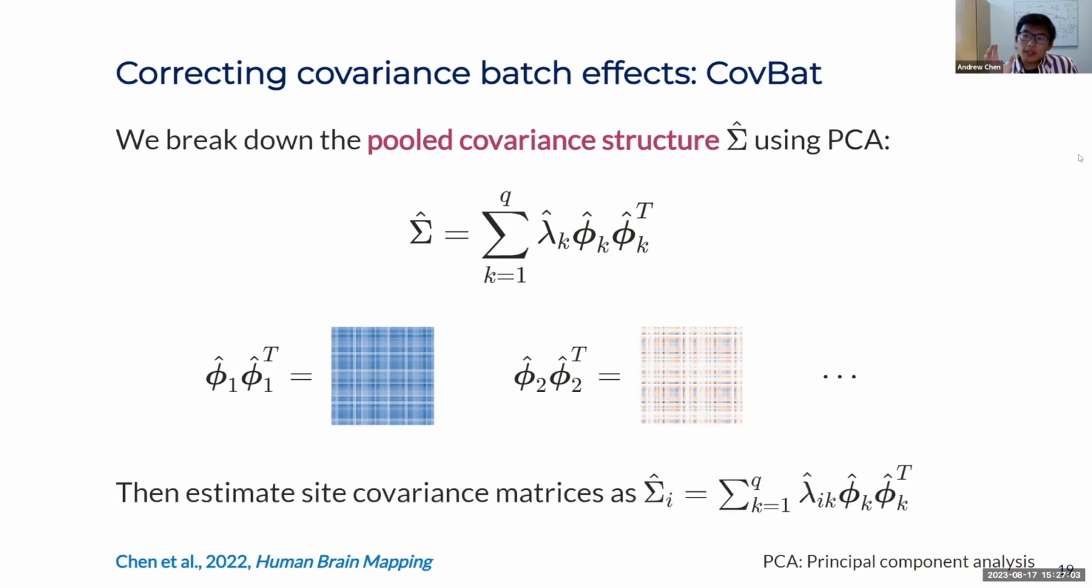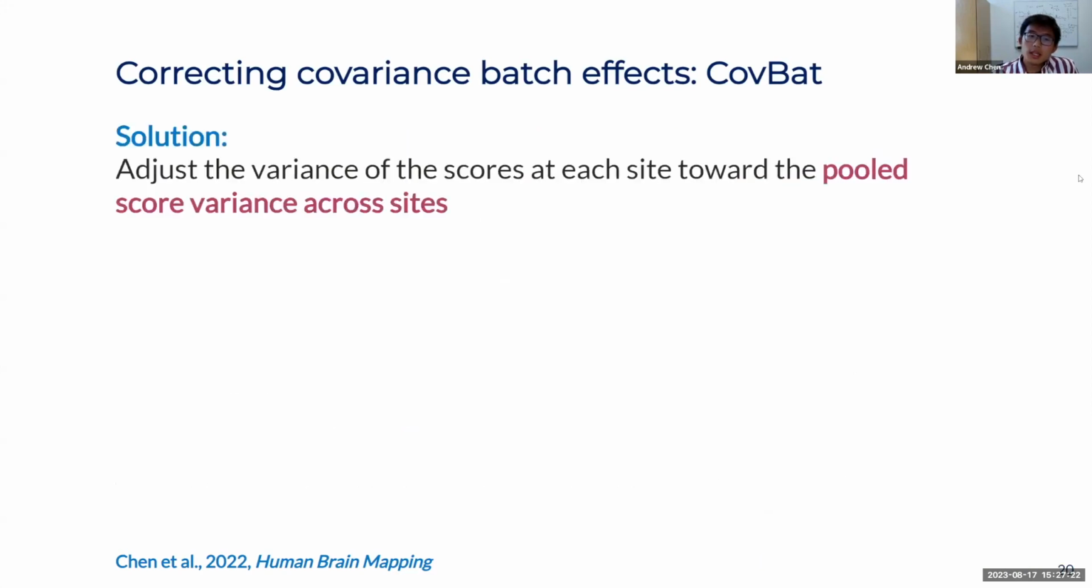So what we did is we fixed these structures that are estimated from the pooled covariance structure, and we estimate the site-specific covariances based on that fixed structure. So now you'll notice that the weights are now lambda sub ik. So there are site-specific weights on each of these structures. And when we do this, we are then able to shift those site-specific weights towards the pooled weights. A tractable way to do this is just to adjust the variance of the PC scores at each site towards the pooled score variance across sites. And what this would do is allow us to shift those site-specific weights towards the pooled weights.